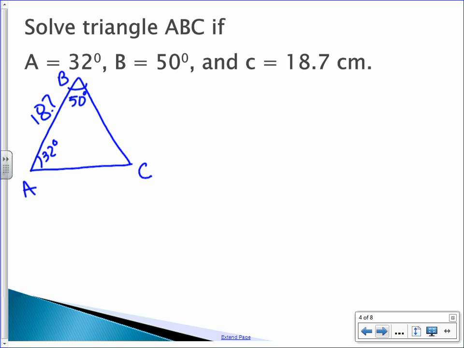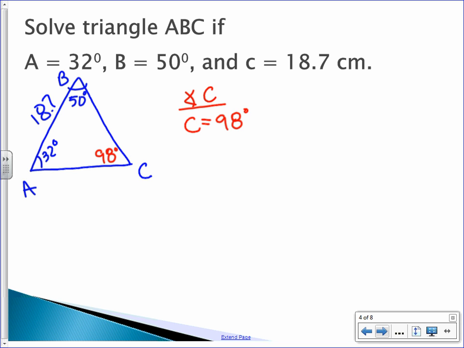What's the first thing that we should find? Angle C, right? These three should add up to 180, so angle C should be what measure? 98. My picture is obviously not drawn to scale. It's okay. If it bothers you, redraw it.